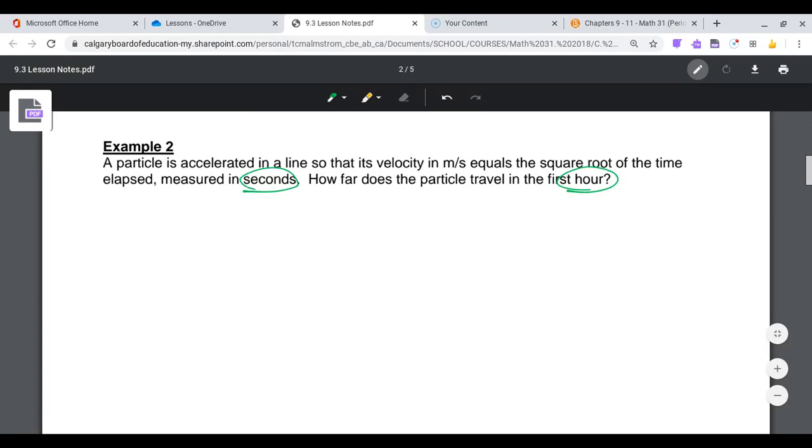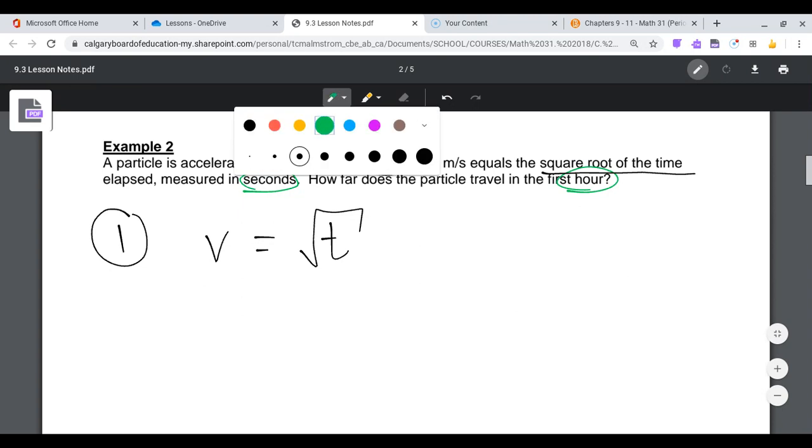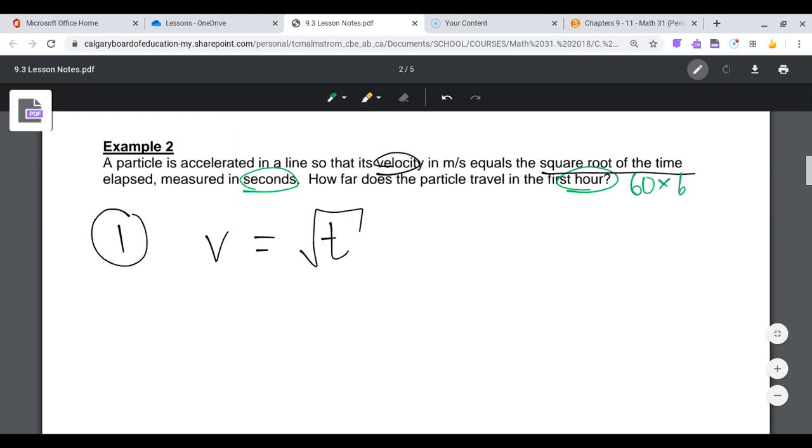I'm making my function. So what do I know about this function? It tells me that its velocity, v, is equal to the square root of the time, but that one is measured in seconds. And then I'm asked to calculate how far the particle travels in the first hour. So I'm going to have to do a units conversion there. I'm going to need to know that in 1 hour, I'm going to go 60 minutes times 60 seconds, so 3,600 seconds in an hour.